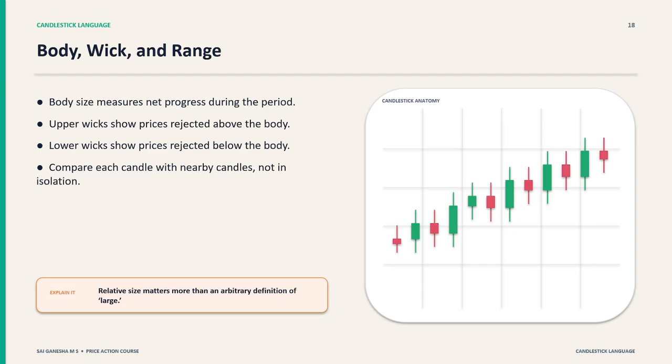For example, suppose the previous 10 candles are all small. Then suddenly one large bullish candle appears and closes near its high. That shows a clear change in activity. Buyers became much more aggressive during that period. But if every candle on the chart is already large, the same candle may not be special. So the meaning is always relative to what happened before it.